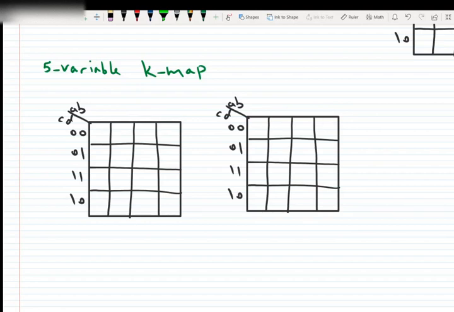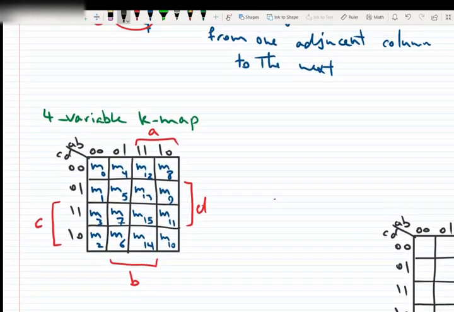Here we need to change the column values, and we say ABC, and we start from 0, 0, 0, 0, 0, 1. So we should be careful that there is not more than one change in each adjacent column. So 0, 1, 1, 0, 1, 0, the next one 1, 0, 0, 1, 0, 1, 1, 1, 1, and 1, 1, 0.